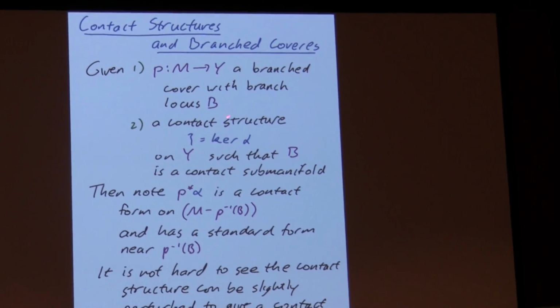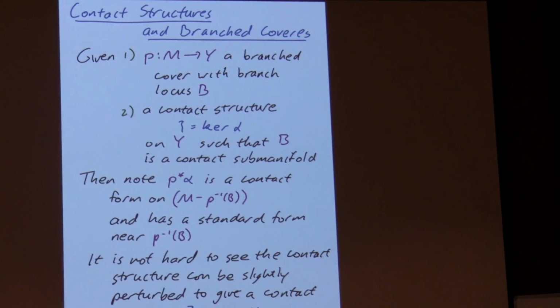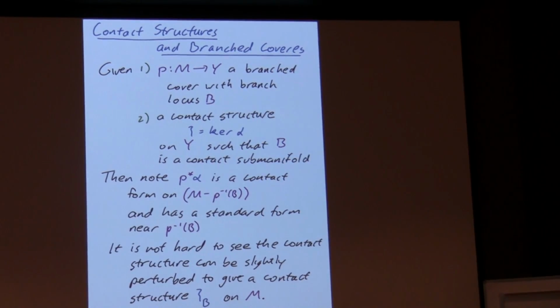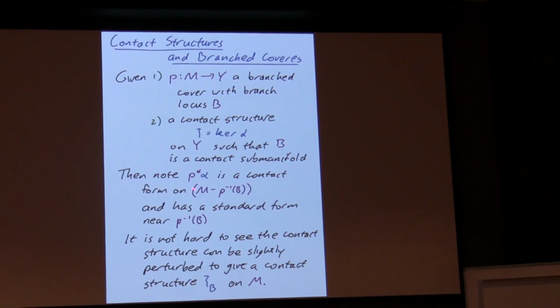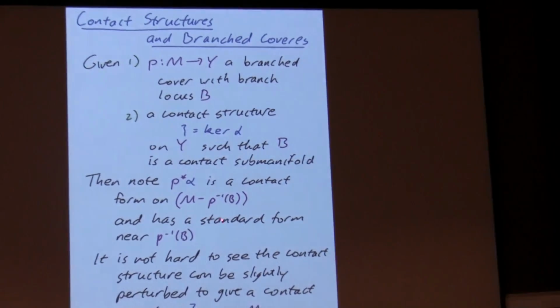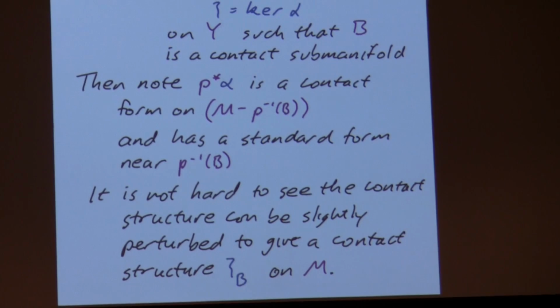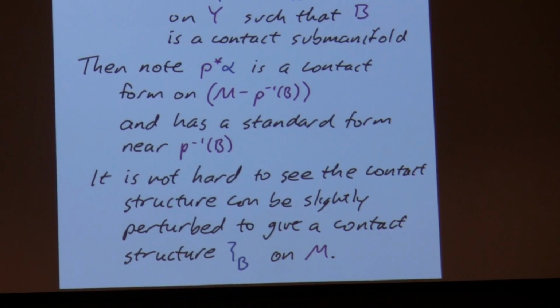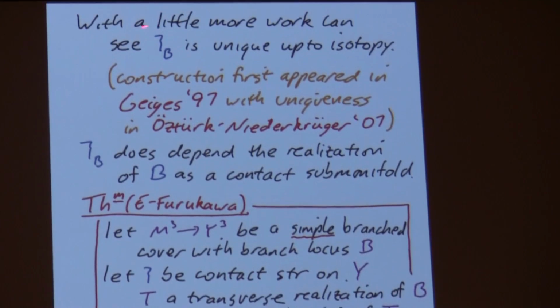Well, if I have my branch cover here with branch locus B, and you have a contact structure ξ on Y such that B is a contact submanifold, so we already have to know we have a contact submanifold to even get started here, but let's assume that you have this contact submanifold, then it's actually very easy to see that contact structures pull back to covering spaces. In the complement of my branch locus, the contact structure ξ pulls back to give me some contact structure in the cover. And it's a very easy exercise to see that you can slightly perturb it and then extend it over the branch locus. Moreover, there's a unique way to do that. I'm going to denote the resulting contact structure ξ_B.